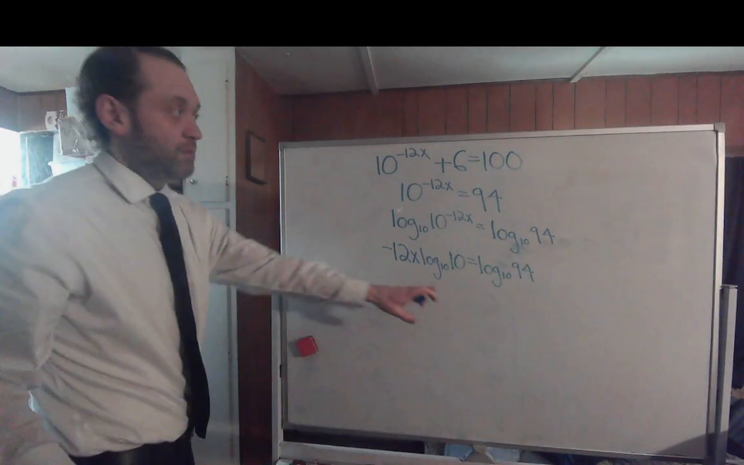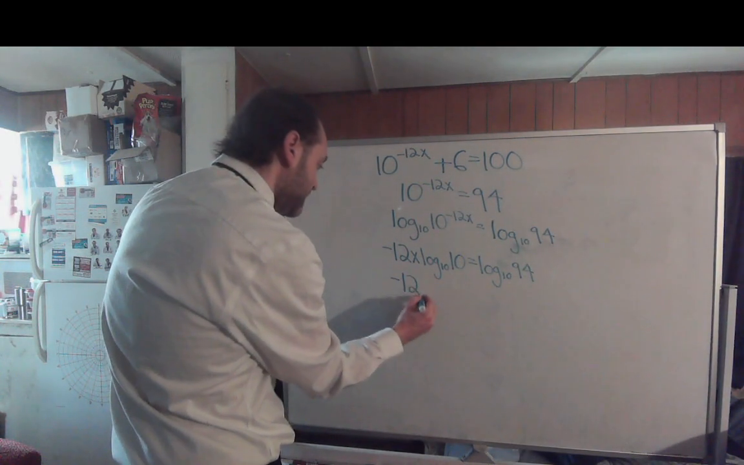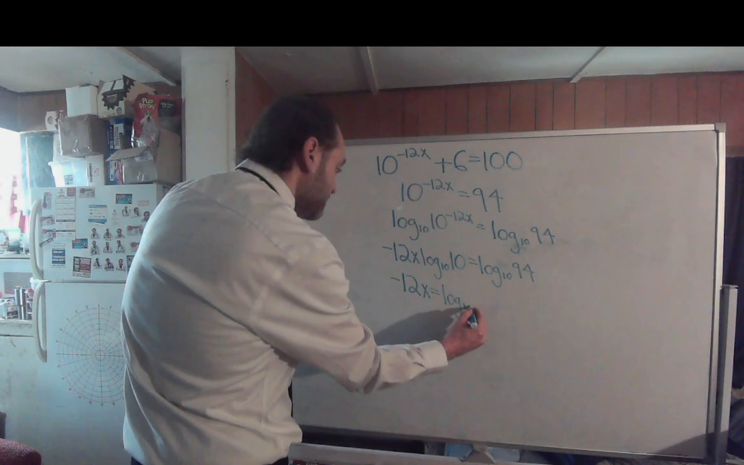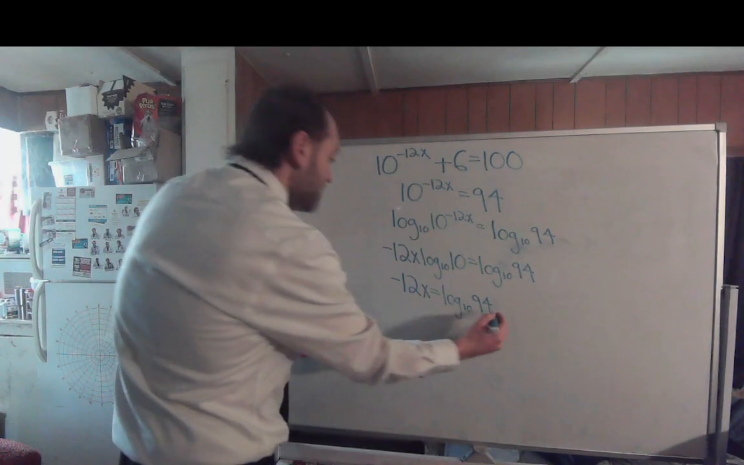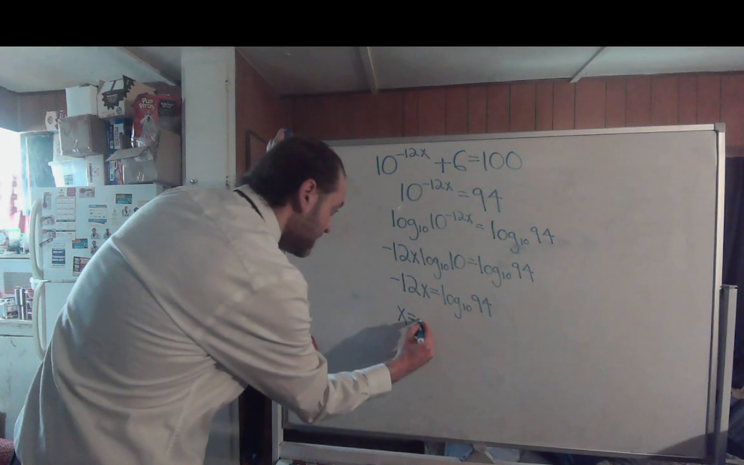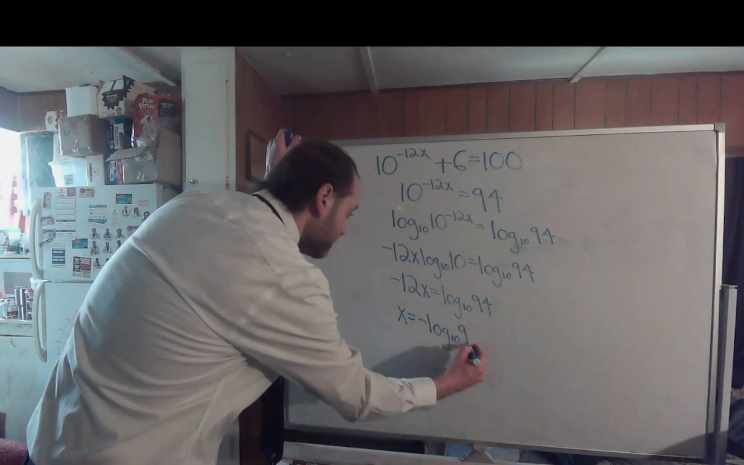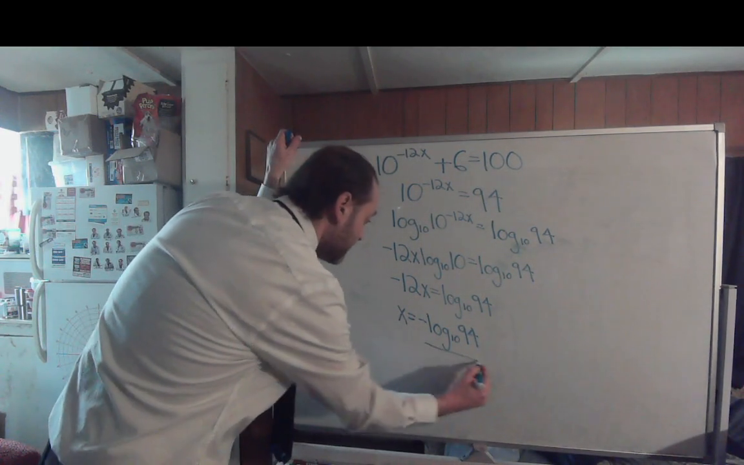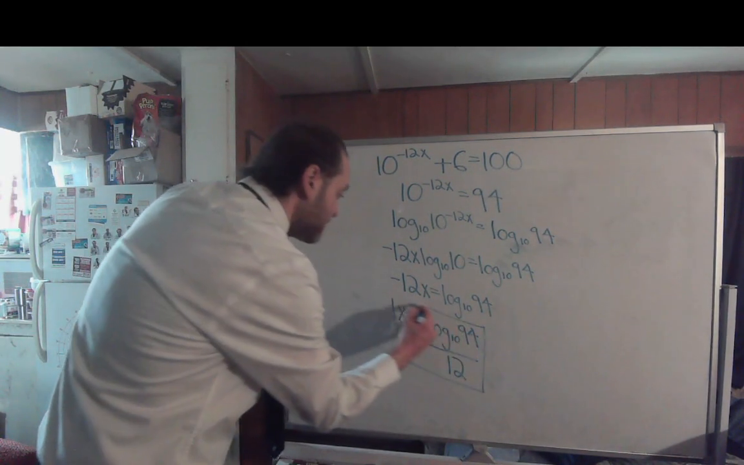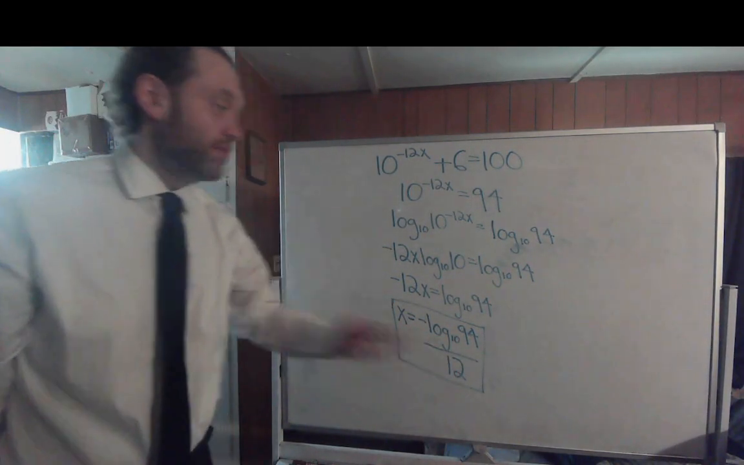Well, what is log base 10 of 10? That's just 1, so you end up getting negative 12x would equal log base 10 of 94. Now we can solve for x. You end up getting that x equals negative of the log base 10 of 94 divided by 12. And that would be your exact answer.